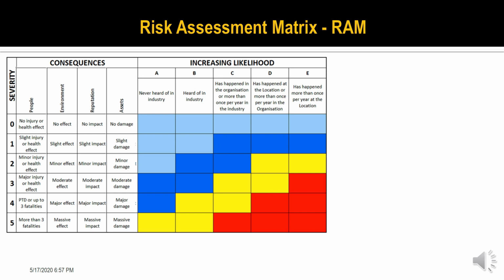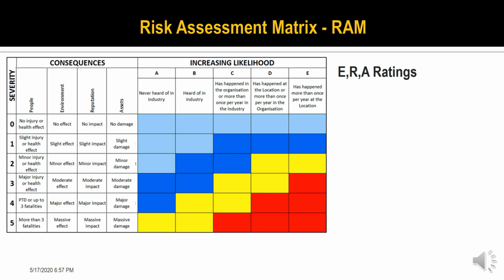Imagine a situation where you are suffering major injuries once a year. Major injury for people is severity 3, so it is P3. Then for likelihood: has happened in the organization or more than once per year in the industry, that is C. Has happened at the location or more than once per year in the organization, that is D. Now I told you it has happened once a year, so your risk for major injury is P3C. P3C is a medium risk activity. That is how you refer to the risk assessment matrix.